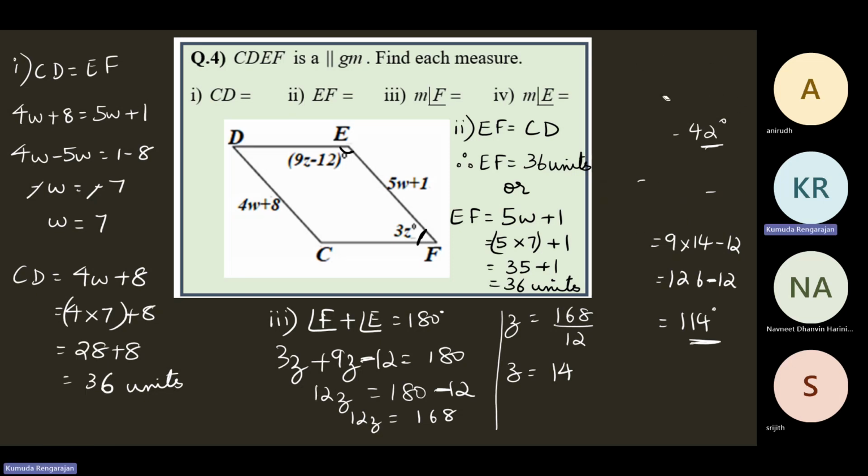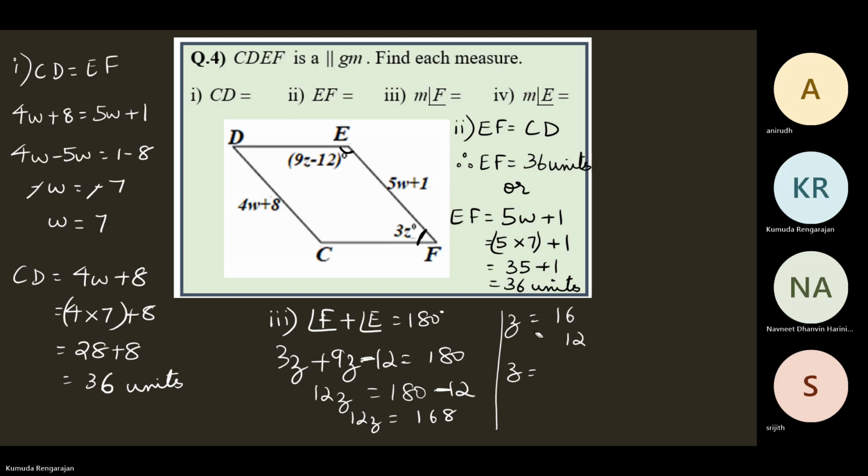Correct my answer. Sorry about that. Minus 12 on this side, plus 12. So 12z is equal to 192. So z is equal to 192 by 12. So z is equal to 16 degrees.